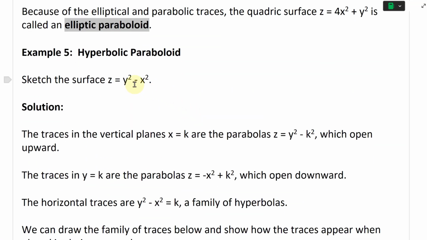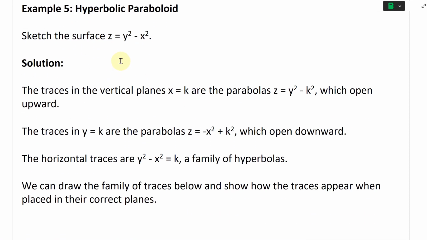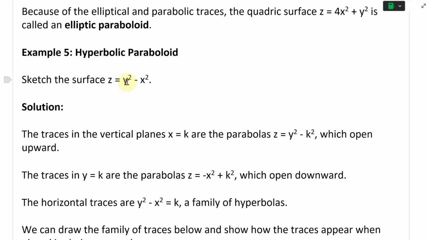So now continuing further, example 5. And this one is the hyperbolic paraboloid. It says sketch the surface z equals y squared minus x squared. All right, so continuing further, let's take a look at the solution.